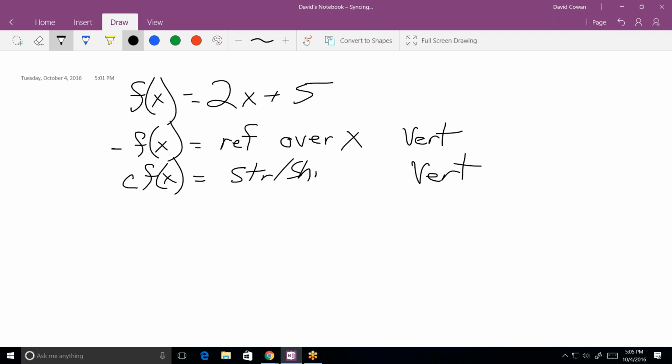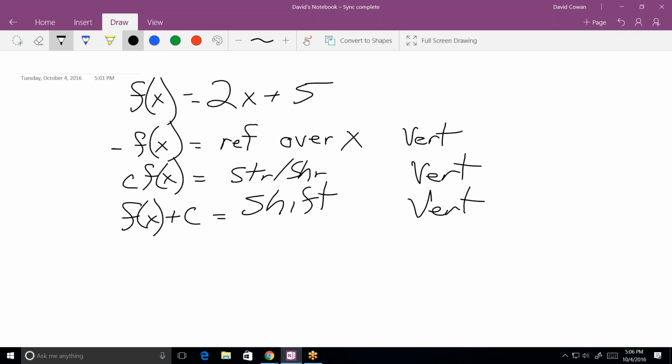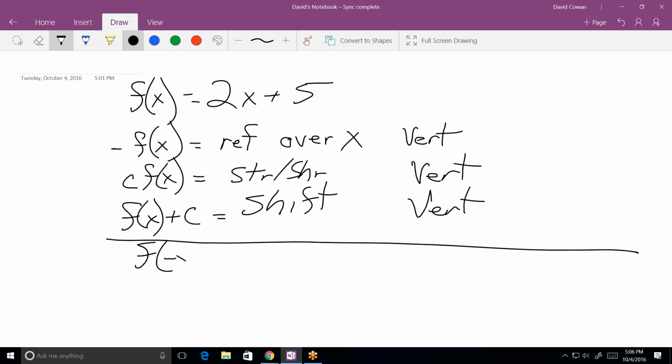Stretch or shrink. Okay. And if I have f of x plus some constant, that is a vertical shift. Notice that all 3 of those are vertical, because everything is outside the function. Everything inside is horizontal. So f of negative x is what? It is a horizontal reflection, which means over the y-axis.